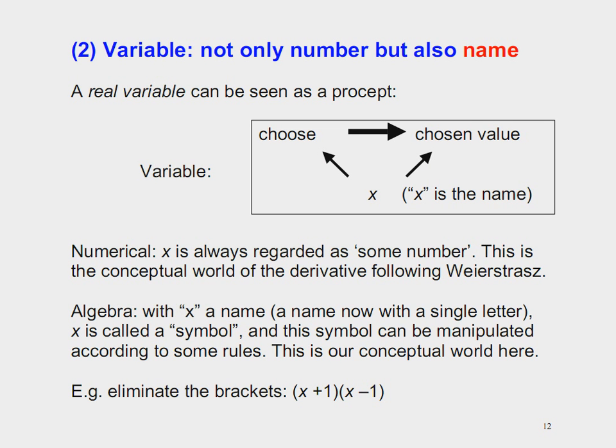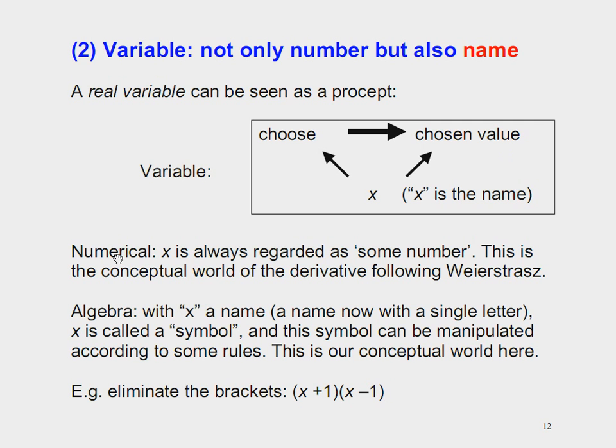A variable can also be seen as a procept, because we have a symbol x, where the x between quotes is the name. We drop the quotes and we get the symbol. And we can choose a value, which is the process, and choosing gives us a chosen value, which is the result. And now there are two worlds that we have to take into account.